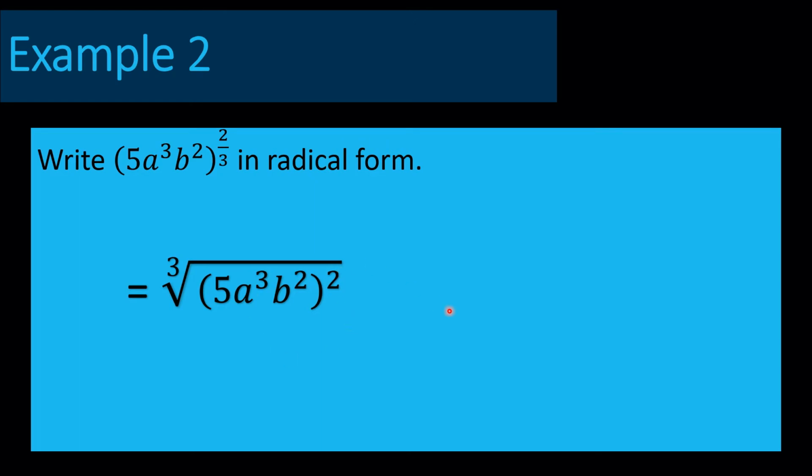And the same with the previous example, we need to simplify the radicand. So that will become the cube root of 5 squared, which is 25. Then apply power to a power. 3 times 2 is equal to 6. So we have a to the power of 6. And then 2 times 2, that's why we will have b to the power of 4. And that's it. We're done.